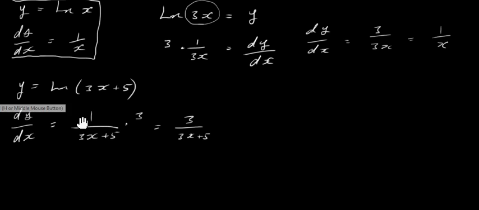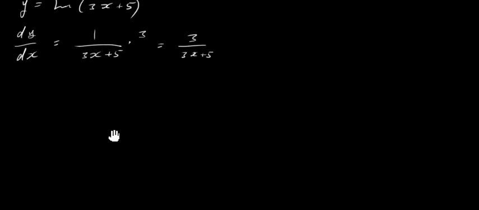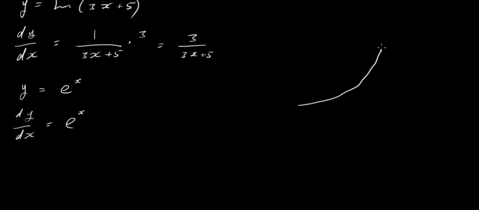Okay, so let's try another one. This time I'm going to move on to our exponential function. So I'm going to take y is equal to e to the power of x. Here our basic rule is dy dx is equal to e to the power of x. It actually doesn't change. It's one of these functions where if you differentiate the function, you actually get the y value. So the slope, if we take the function here, it looks something like this.